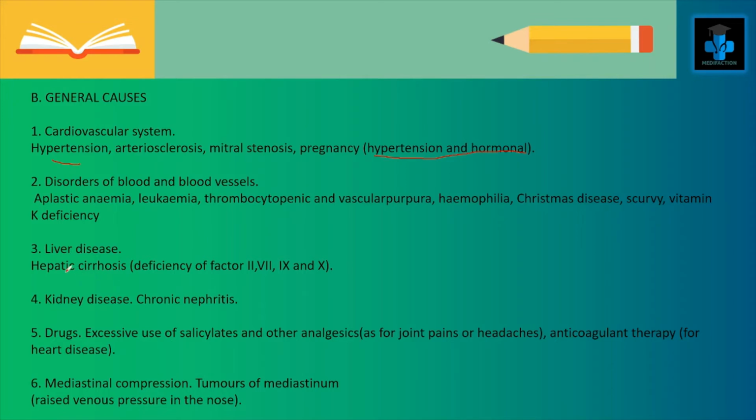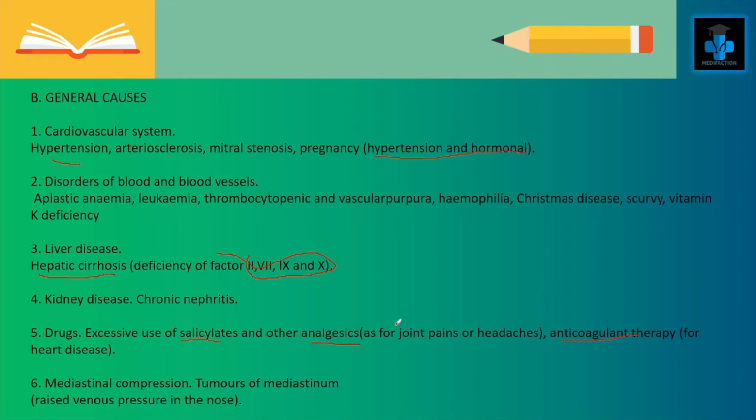In liver diseases, there may be hepatic cirrhosis, which may cause deficiency of factors 2, 7, 9, 10, etc. In kidney diseases such as chronic nephritis, epistaxis can also occur. Drugs: excessive use of salicylates and other analgesics, such as for joint pains or headaches, can cause epistaxis, and anticoagulant therapy for heart diseases can also cause epistaxis.